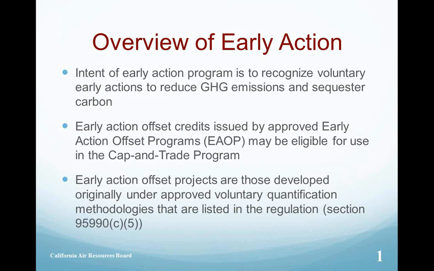All right, here we go. The intent of the Early Action Program is to recognize voluntary early actions to reduce greenhouse gas emissions and sequester carbon that happened prior to the adoption of our program. The early action credits must be issued by an approved early action offset program, and these credits will be eligible for use in the cap-and-trade program. So far, we have identified 4 protocol types that we will accept for early action, and in the future we may add more depending on the protocols that we adopt for compliance.